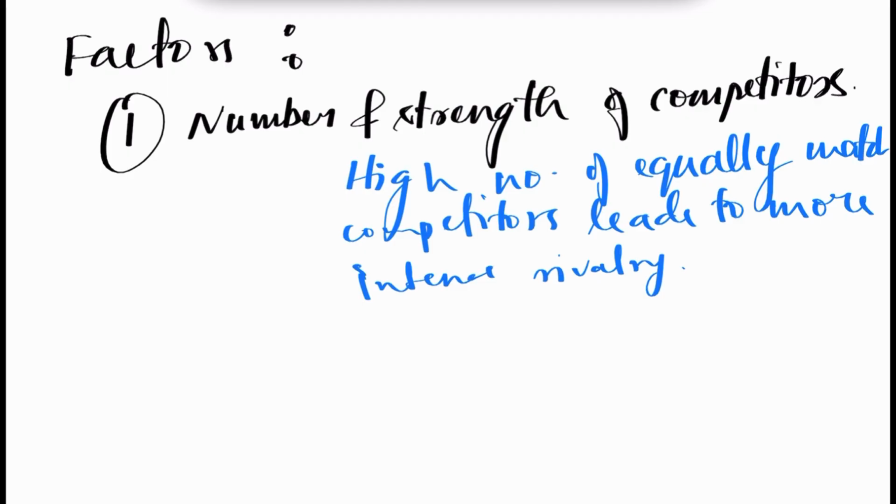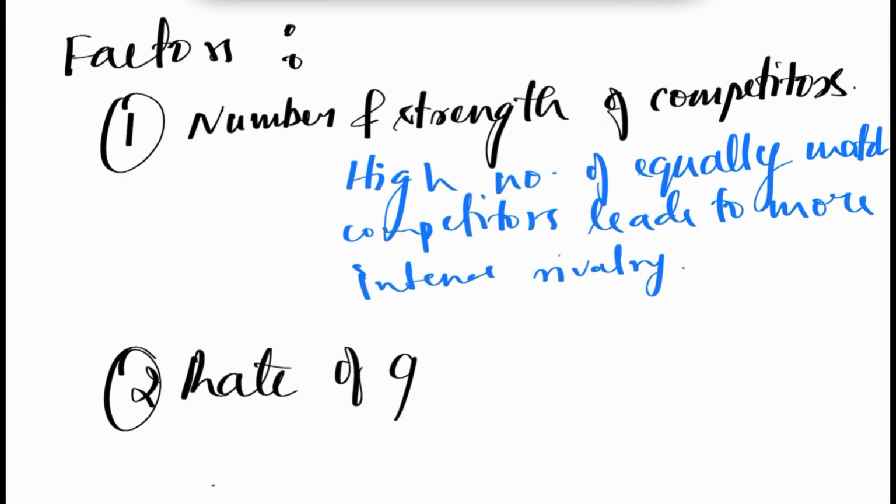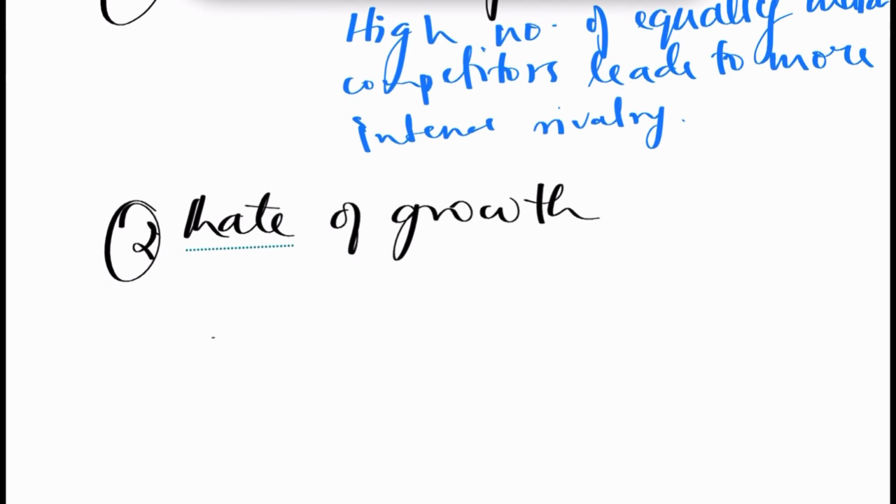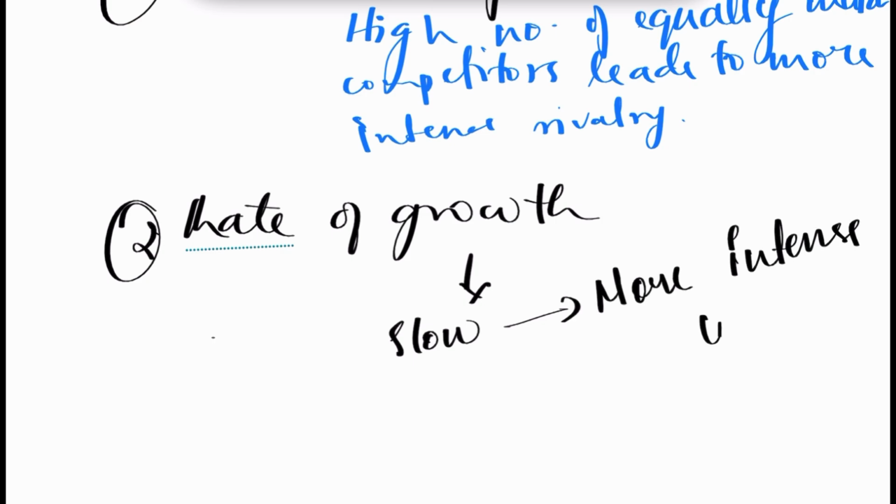Then the second factor is rate of growth. Rate of growth means that if the industry's growth rate is slow, then it will result in more intense competition.